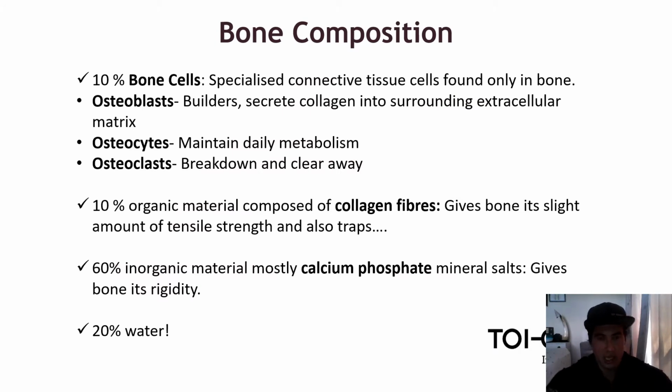Bone composition. 10% of bone is made up of the cells, so osteoblasts, cytes, and clasts. Another 10% is made up of organic material, which is collagen, which gives bone a slight amount of tensile strength. But it also traps calcium, so it gives a space for that calcium to be trapped. And then 60% is inorganic material, mostly calcium phosphate minerals and salts, and gives bones its rigidity, so that rigid, hard kind of texture. And then the last 20% is water. So water really does infiltrate a big chunk of the body.